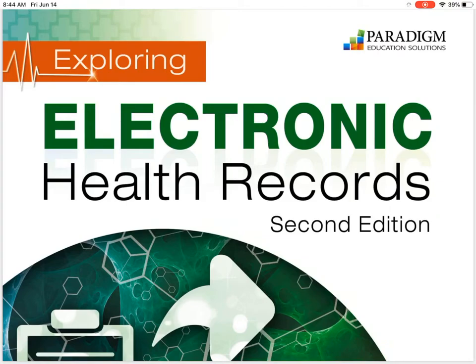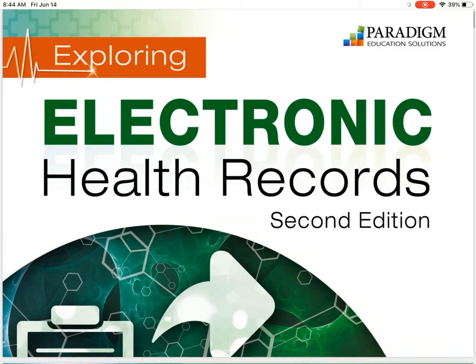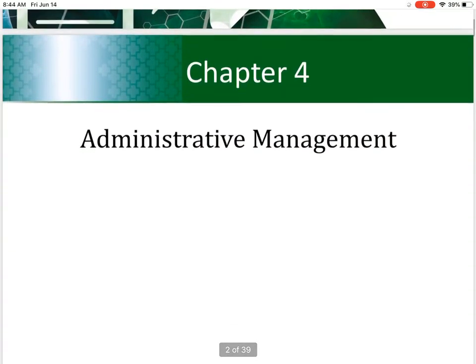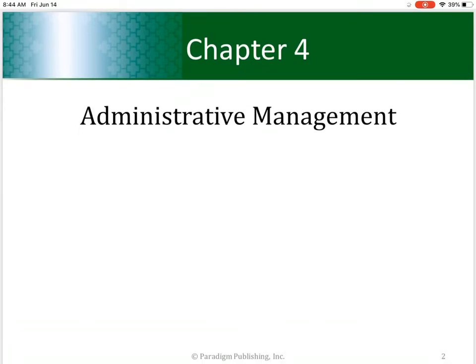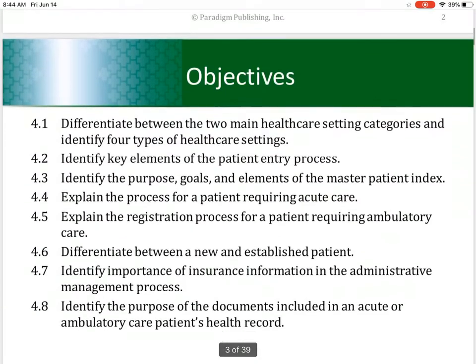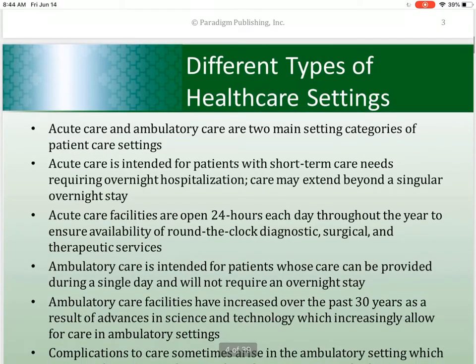We are picking up with Chapter 4, and if you want to follow along in the textbook, you can follow along starting on page 6. In Chapter 4, we're going to be talking about the administrative management piece of Electronic Health Records. So, starting over on 106, we're going to get into our little introduction here.